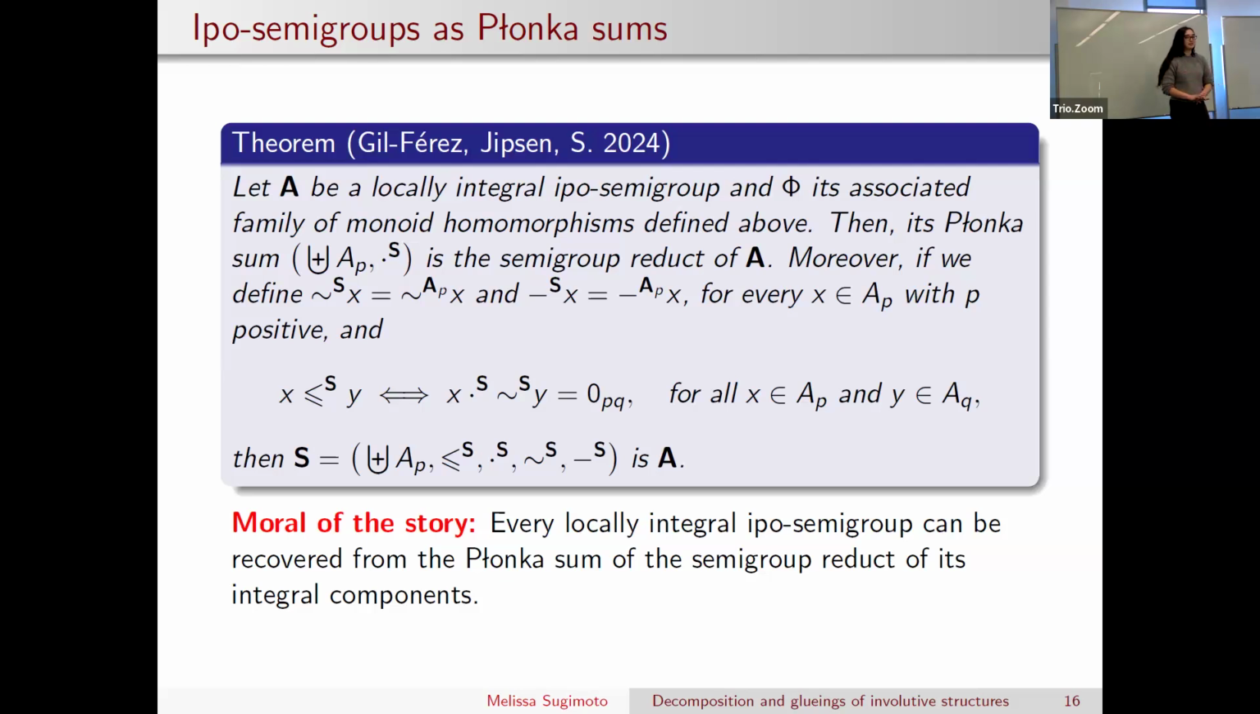So the moral of the story here is that we can take any locally integral ipo-semigroup and break it down into its integral components, and then we can recover it by building up the Płonka sum of the semigroup reduct of its integral components and defining the remaining operations and relations in the right way.